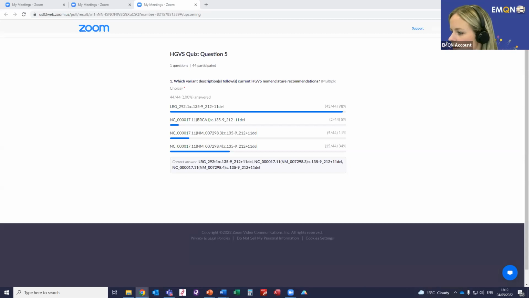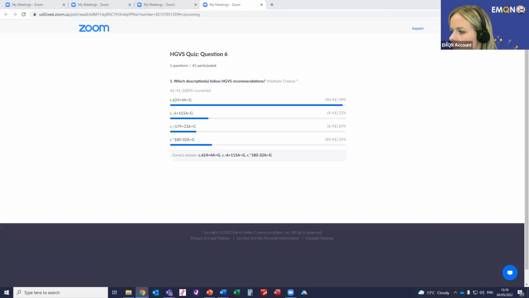Okay, we've got a good number of answers, so I'm just going to end that poll there and share the results. This question relates to what type of symbols, say plus, minus, star, etc., you can have in descriptions.